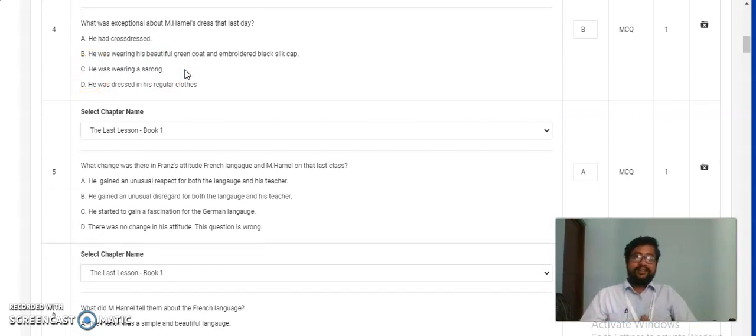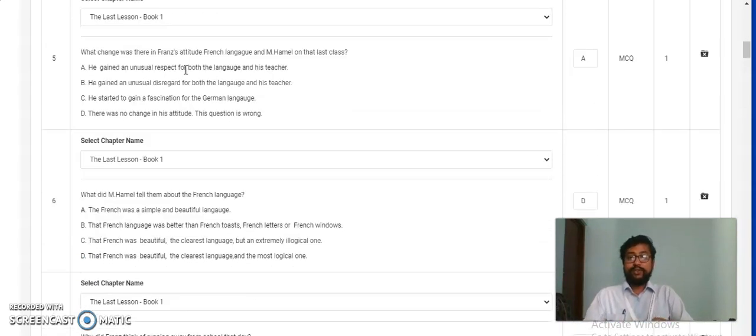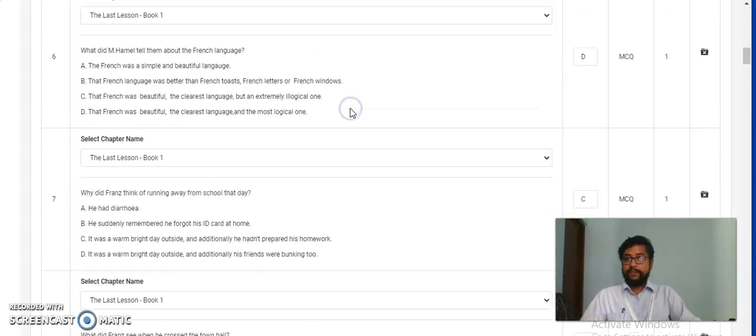If you know what a sarong is, it's actually an Indonesian traditional cloth. The Indian version of a sarong is the lungi that people wear almost in the northern and the eastern parts, right? And even down south, they also have a version of the sarong. So obviously, a Frenchman would never wear a sarong. You should Google up sarong. It's really funny. What change was there in Franz's attitude? The change was number A. He gained an unusual respect for both the language and his teacher.